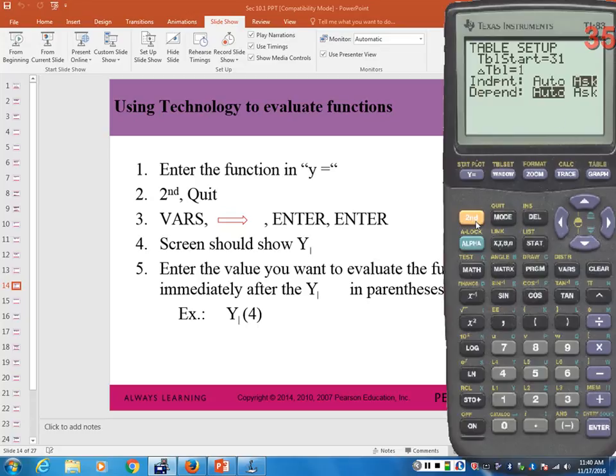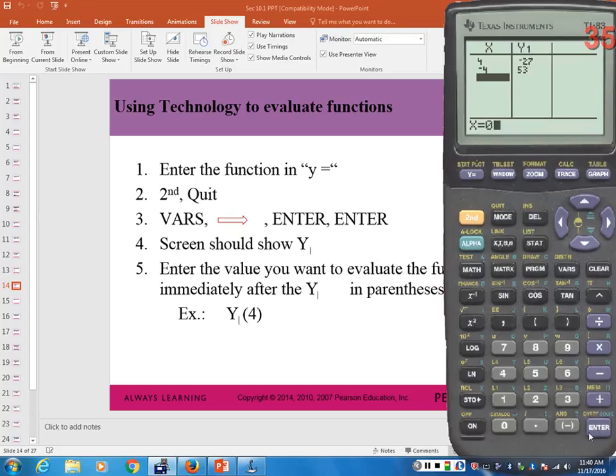So if you set your table that way, and then go to table, if I ask it, what if I plug 4 into that equation at y1? And it says, okay, that'd be negative 27. So then I say, well, what if it had been negative 4? It says, well, it would have been 53. What if it had been 0? It would have been negative 3. So I can ask it for as many values as I want to.